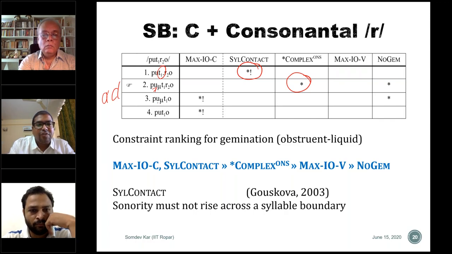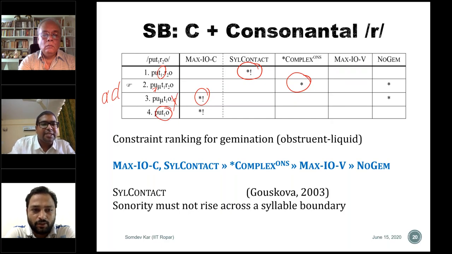Here it is not violating, but one is deleted. The r is deleted. So it is violating one constraint here. Here there is another deletion. Here it is being geminated, but there is deletion. Here without gemination there is deletion.